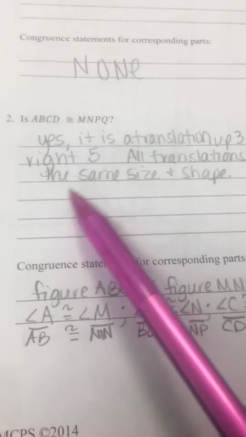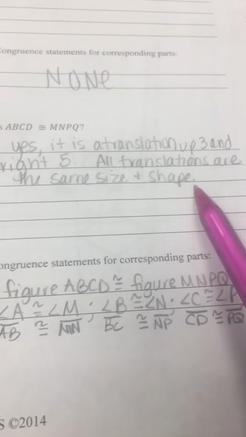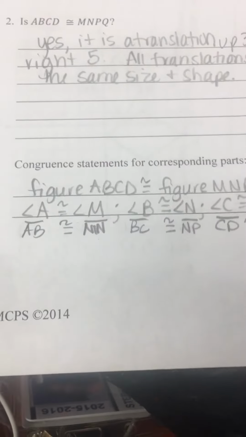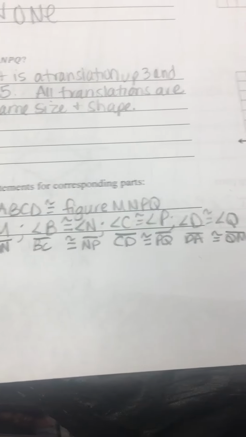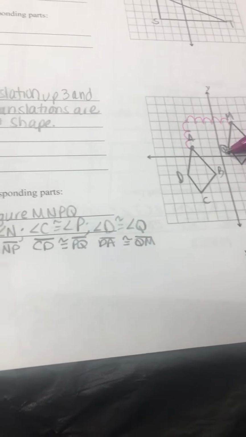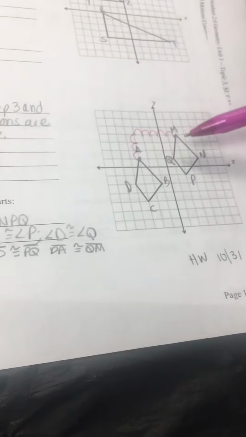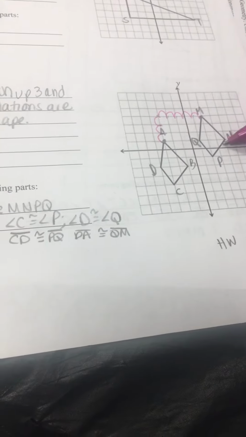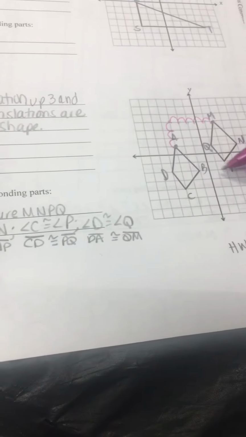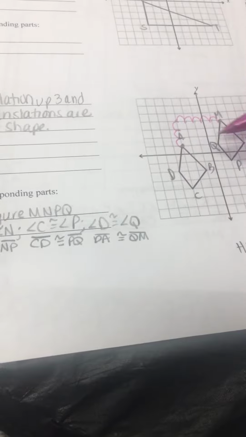And remember, all translations are the same shape and size. That is a definition you need to know. All rigid transformations are the same shape and size. So the congruent statements would be A is congruent to M, B is congruent to N, C is congruent to P, and D is congruent to Q. As for your sides, AB is congruent to MN, BC is congruent to NP, CD is congruent to PQ, and DA is congruent to QM.